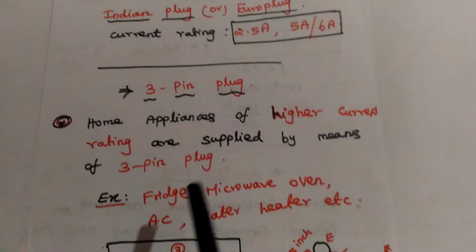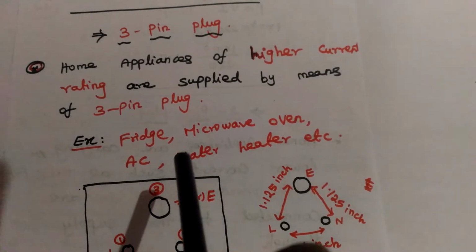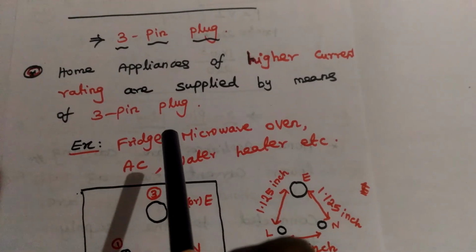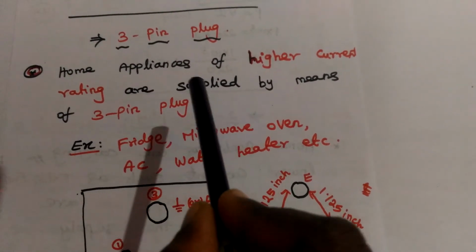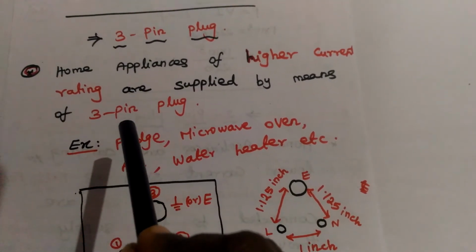And what is a 3-pin plug? The 3-pin plug is for power loads like fridge, microwave oven, AC, water heater. These get some higher value of current, so they are called the power load. These appliances are normally supplied by using a 3-pin plug.